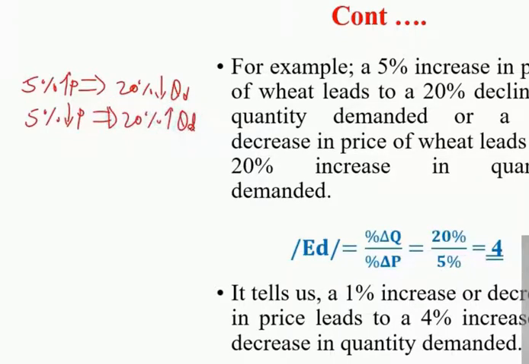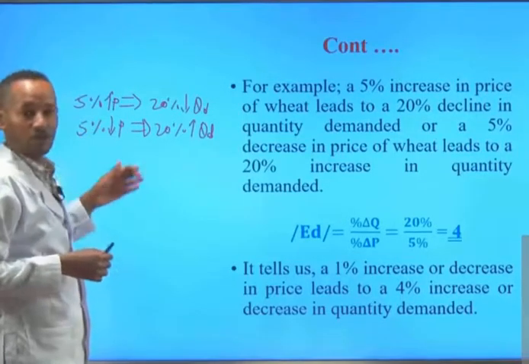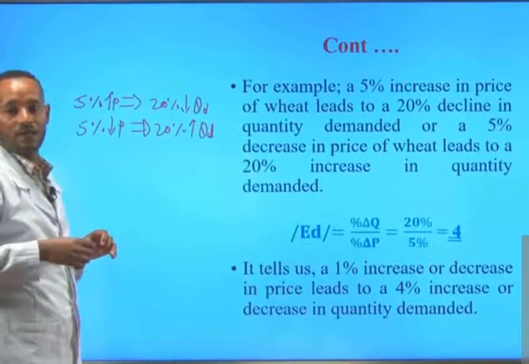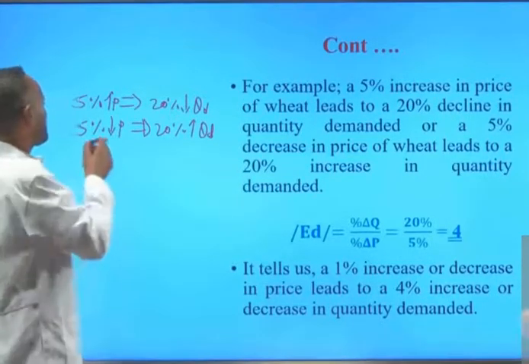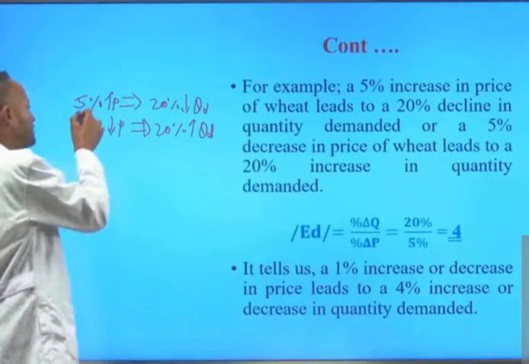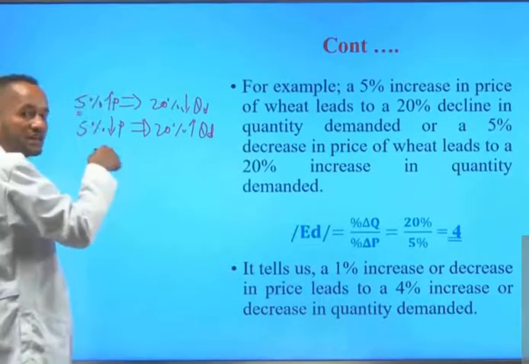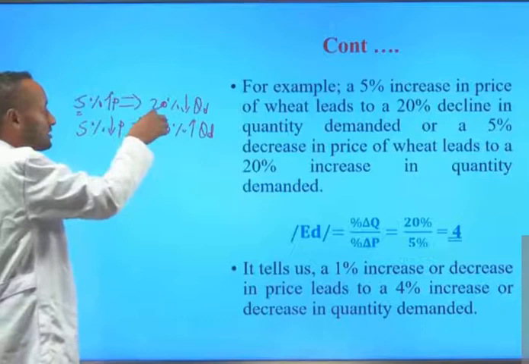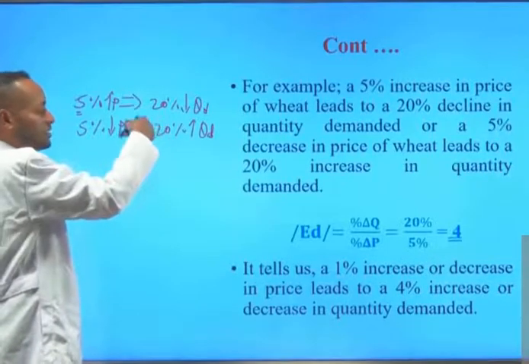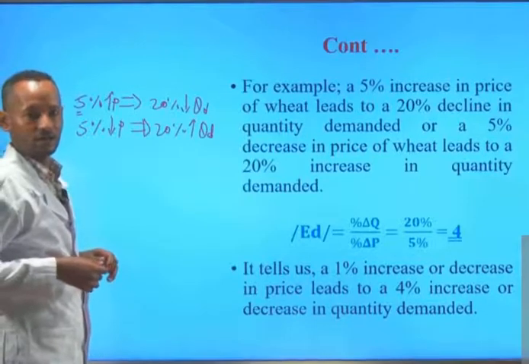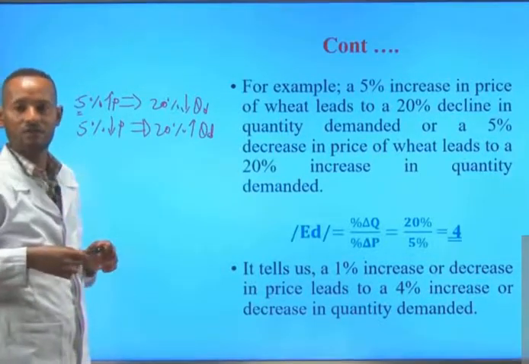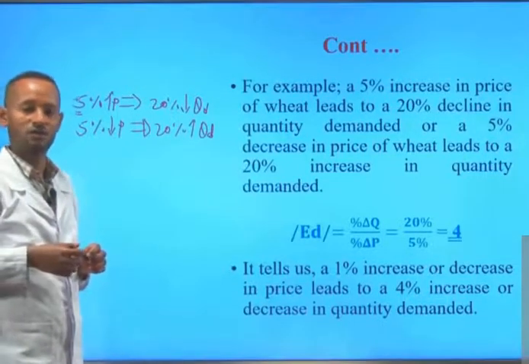Here, don't care about the signs, increase and decrease. Simply watch the numbers that are attached to the price and quantity demanded sides. If the number attached to the price side is small, whether it increases or decreases, and the number attached to the quantity side is large, whether it increases or decreases, then the buyer is said to be elastic, indicating that he's very sensitive, very responsive to changes in the price of a commodity.